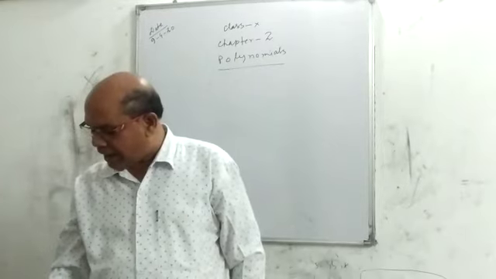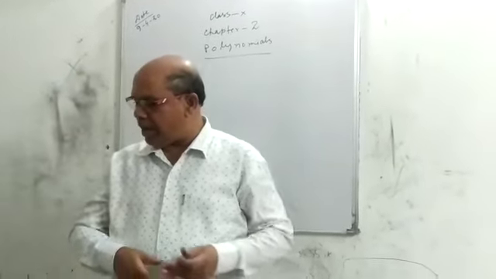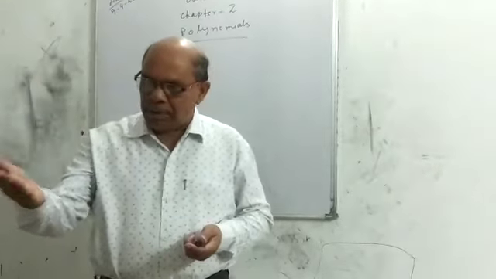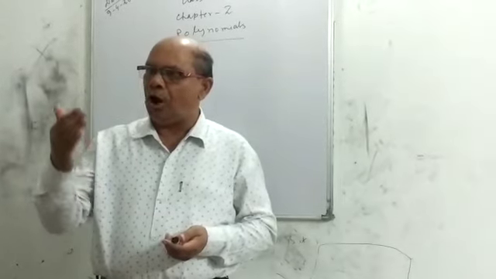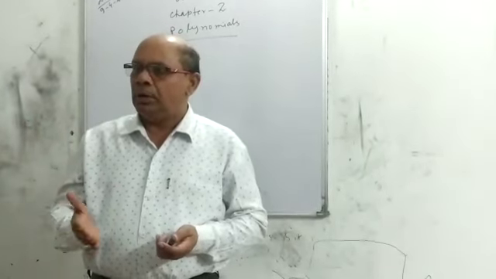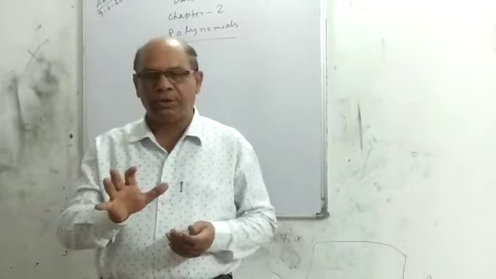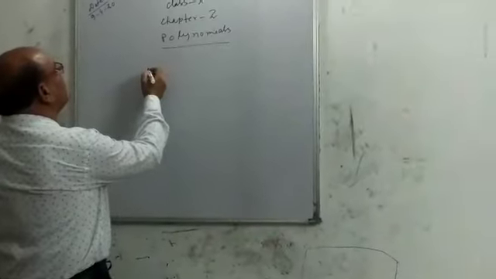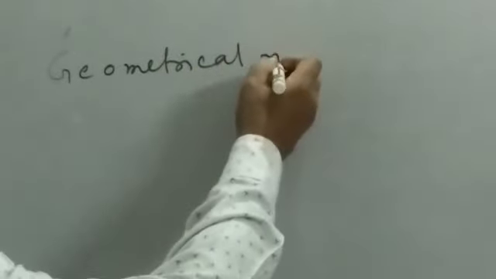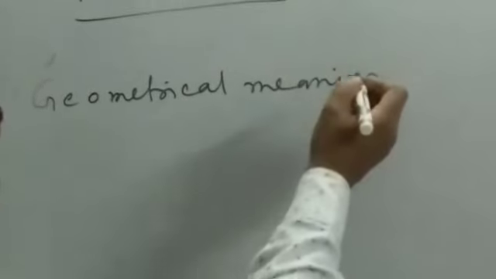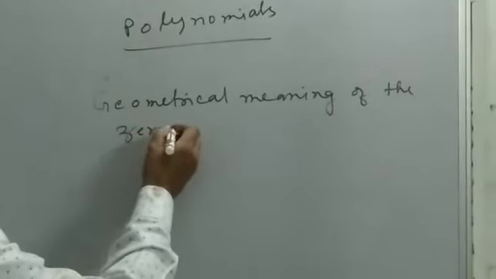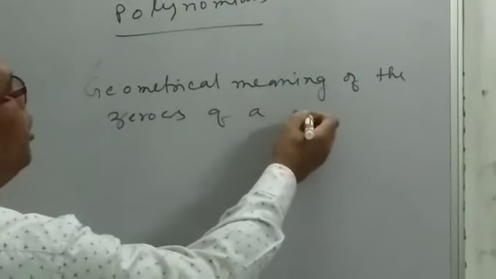Now in your chapter, on the second page, the headline is given: the geometrical meaning of the zeros of a polynomial. You have learned algebraically how to find the zero of a polynomial, but now I will teach you how to find the zeros of a polynomial geometrically. That is the headline: geometrical meaning of the zeros of a polynomial.